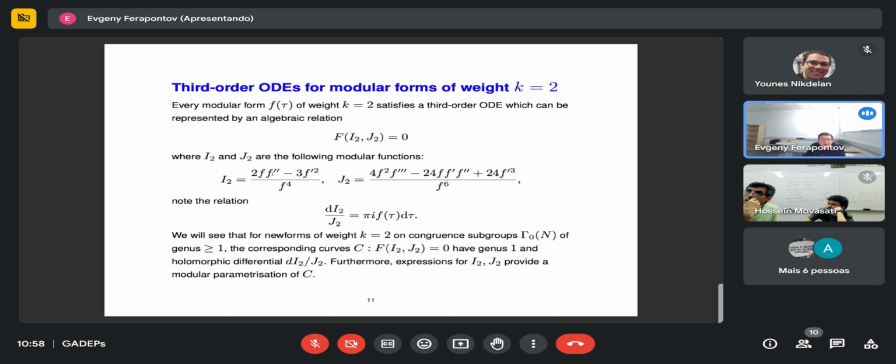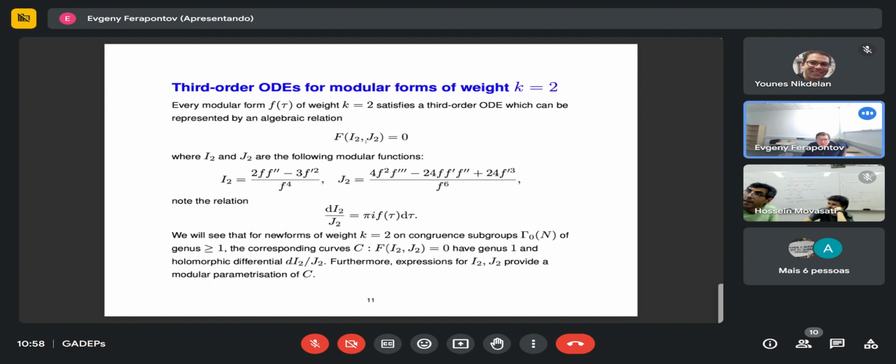Now both top and bottom in both expressions are modular forms. So I2 and J2 are modular functions, right? And we know any two modular functions are algebraically related. It's a theorem of Hurwitz, right? So F of I2, J2 is an algebraic relation.